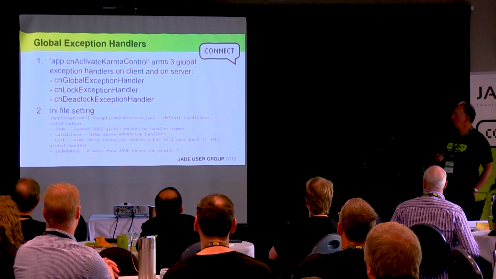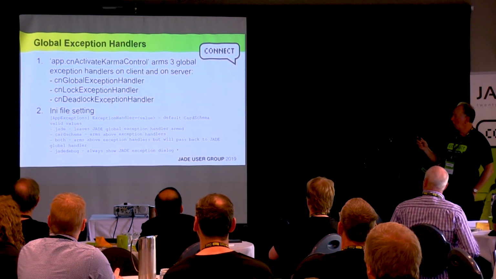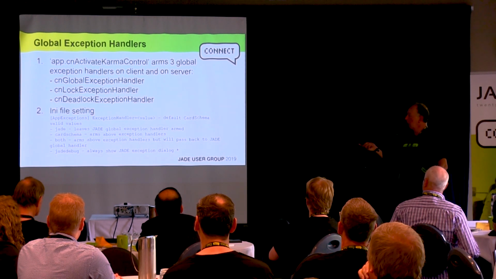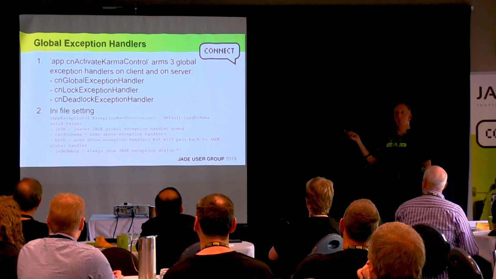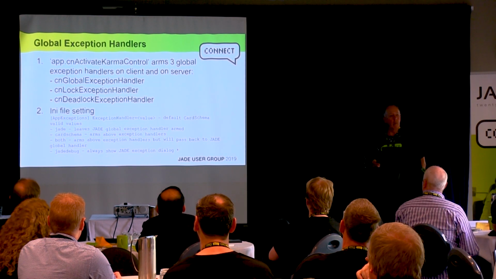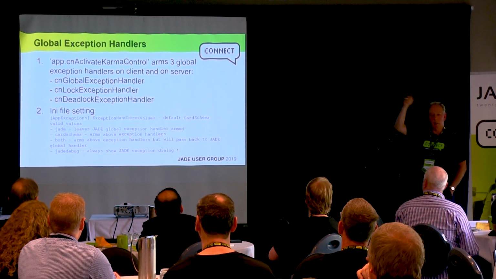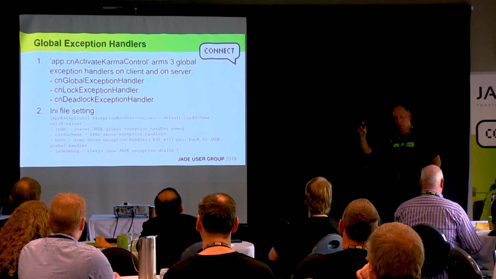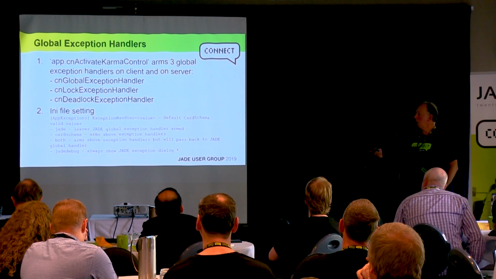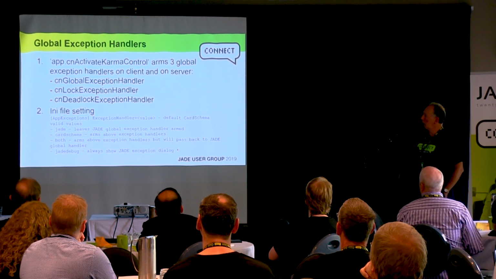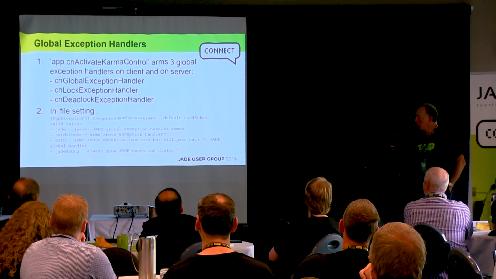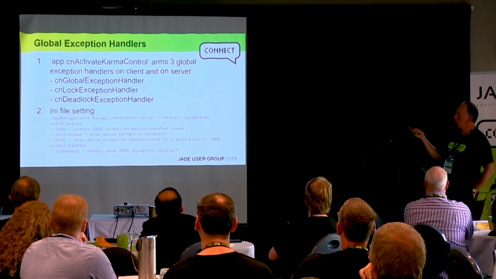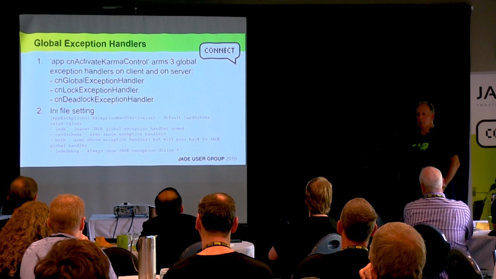Card schema provides 3 exception handlers. We've got the CN global exception handler, that typically sits before the JADE default exception handler. Everybody knows what the JADE exception handler looks like. You get the dialogue and the exception and a bit of information about it. With the global exception handler that we provide, you also get a stack dump by default, and we'll cover that in a bit more. We also have a lock exception handler and a deadlock exception handler.